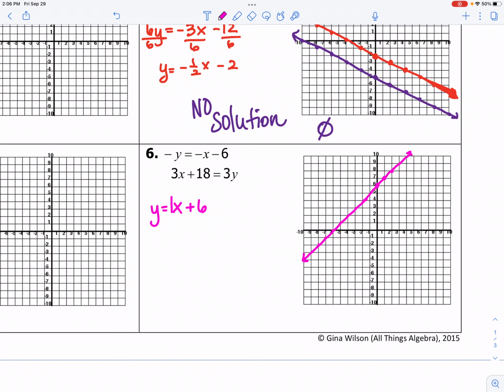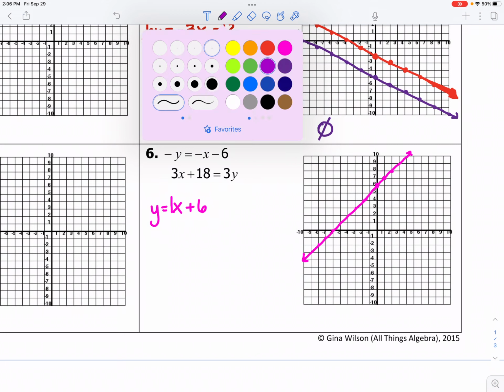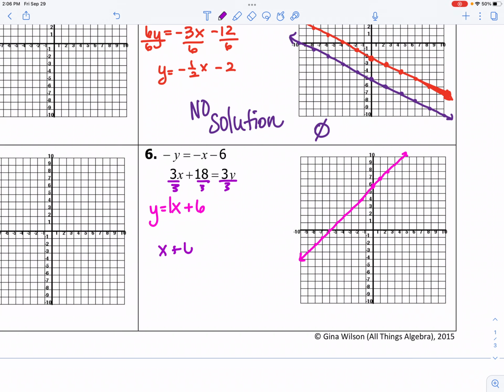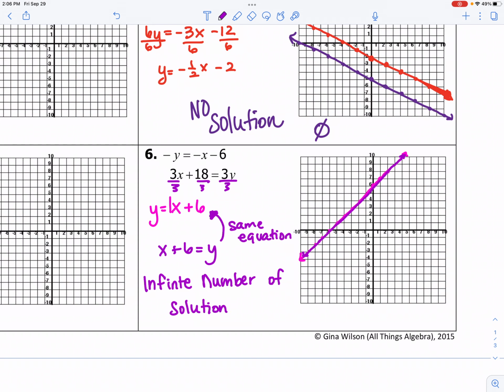All right. And then my next one here, I'm just going to divide by 3. That leaves me with 1x plus 6 equals y. Oh, those are exactly the same. And notice that they're the same. So they're the same equation. That means when I graph it, it's just going to lie on top of it, meaning there is an infinite number of solutions. They are going to intersect at every single point.